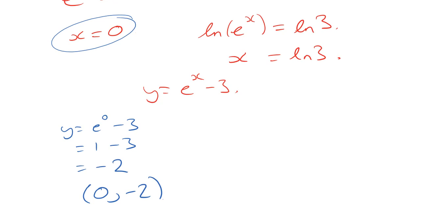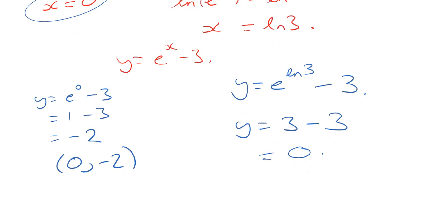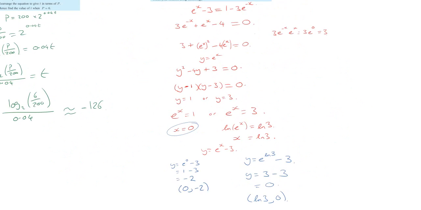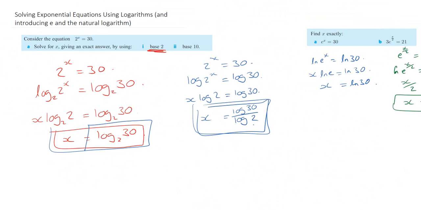Okay, what about if I input ln of 3? Well, if I do that, I'm going to have y is equal to e to the power of ln of 3 minus 3. And just like you've seen before, these are inverse operations, right? Logarithms and exponentials, okay? In this case, the natural logarithm and e are going to end up cancelling. We're going to be left with 3 minus 3, which is 0. So therefore, my other coordinate point is going to be (ln of 3, 0). Okay, that last one was a very tricky one, but hopefully that's given you some understanding of how we can solve some different kinds of equations using logarithms.